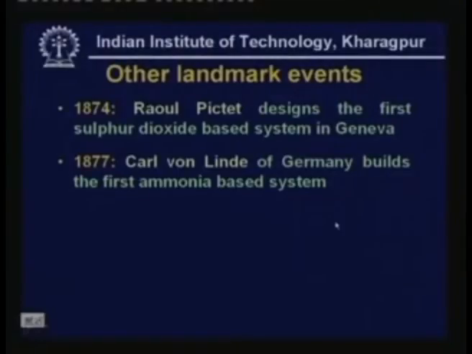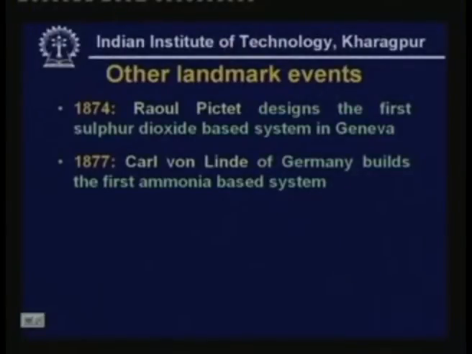Now let us look at other landmark events. In 1874, Raoul Pictet designed the first sulfur dioxide based system in Geneva. This system was very successful and it was used for almost 60 years in domestic refrigerators. One advantage of sulfur dioxide is that it acts as an auto lubricant. That means you really don't require another lubricating oil in the system.